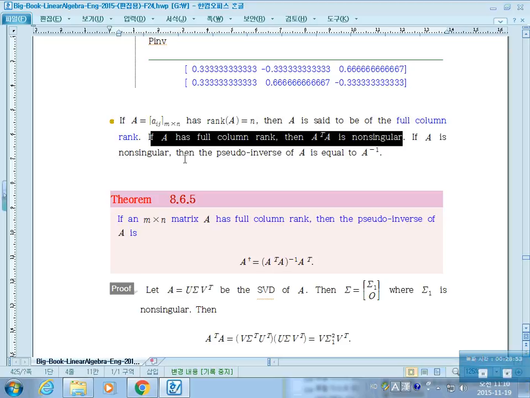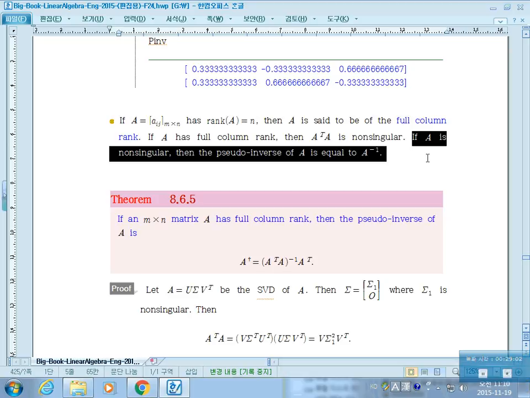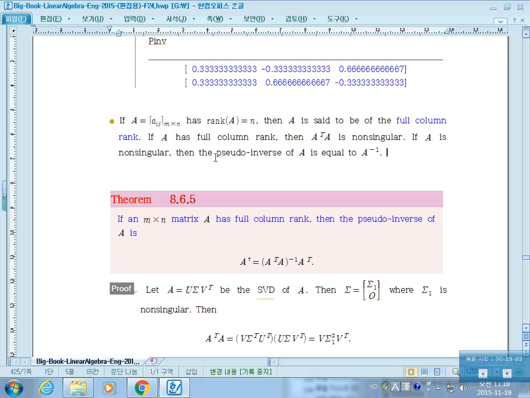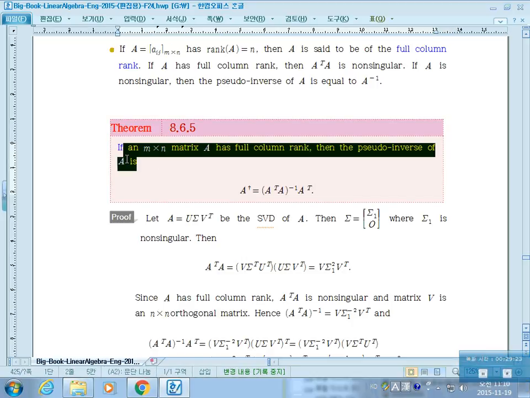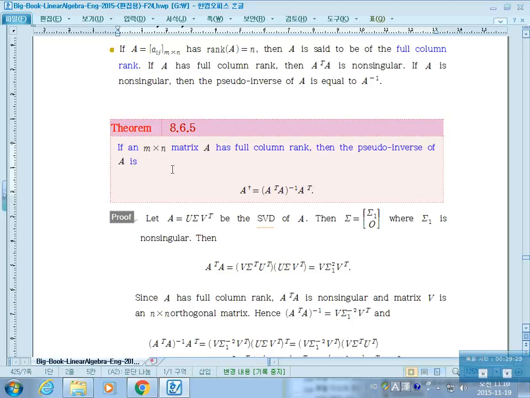If A has a full column rank, A transpose A is non-singular, so we can easily find the inverse of A transpose A. Next, if A is a non-singular matrix, the pseudo inverse of A is exactly the same as A inverse for that non-singular matrix. If it's a non-singular matrix, you can find the inverse. You can also find the pseudo inverse, and they should be the same for a non-singular matrix.